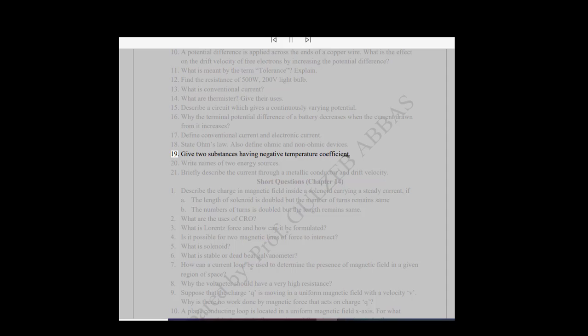19. Give two substances having negative temperature coefficient. 20. Write names of two energy sources. 21. Briefly describe the current through a metallic conductor and drift velocity.